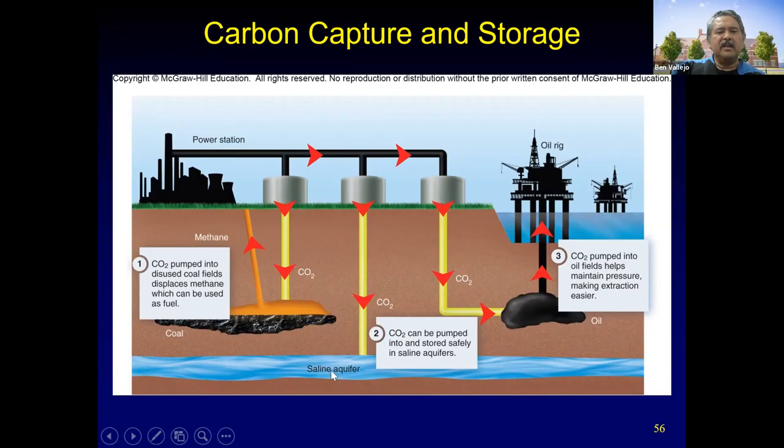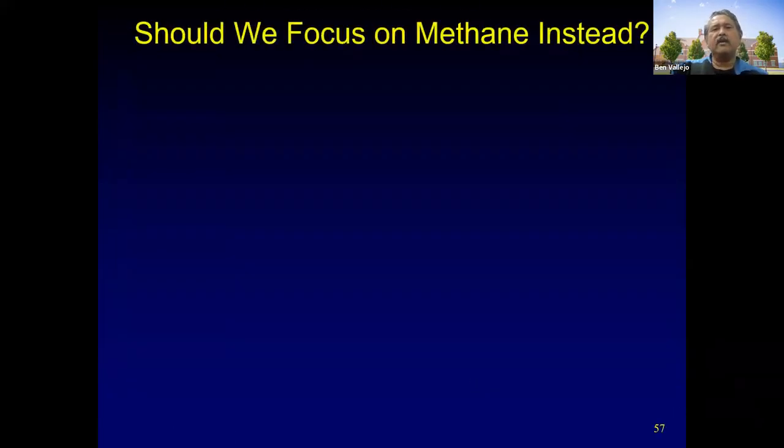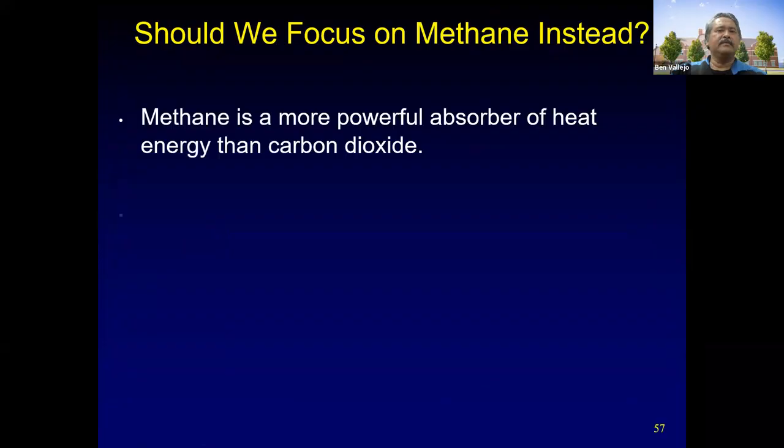How about this one? Don't do this for drinking water, but you can take carbon dioxide and pump it into saline aquifers. When this is by the ocean, you might have a salty aquifer, and so you could pump that carbon dioxide in there. Those are pretty ingenious ways of getting rid of carbon dioxide and not just pumping it into the atmosphere.